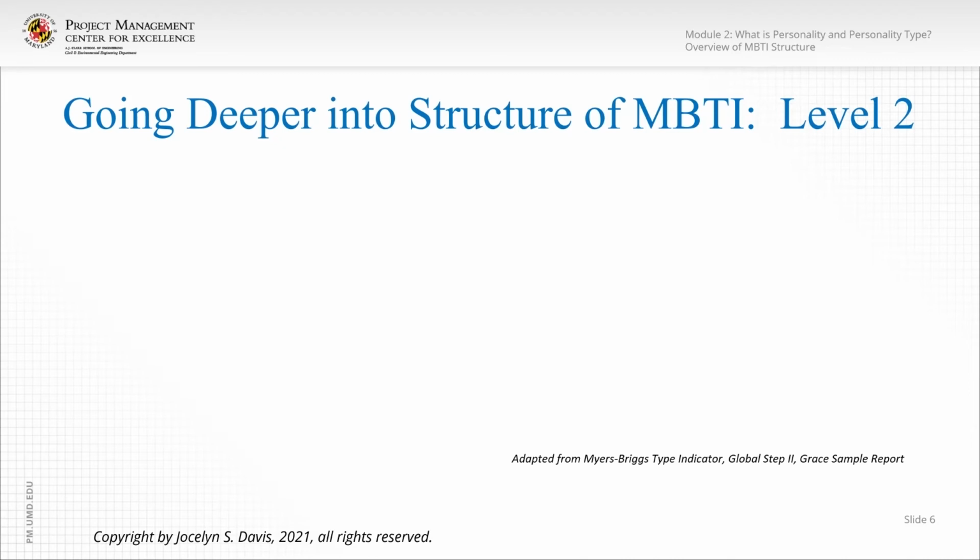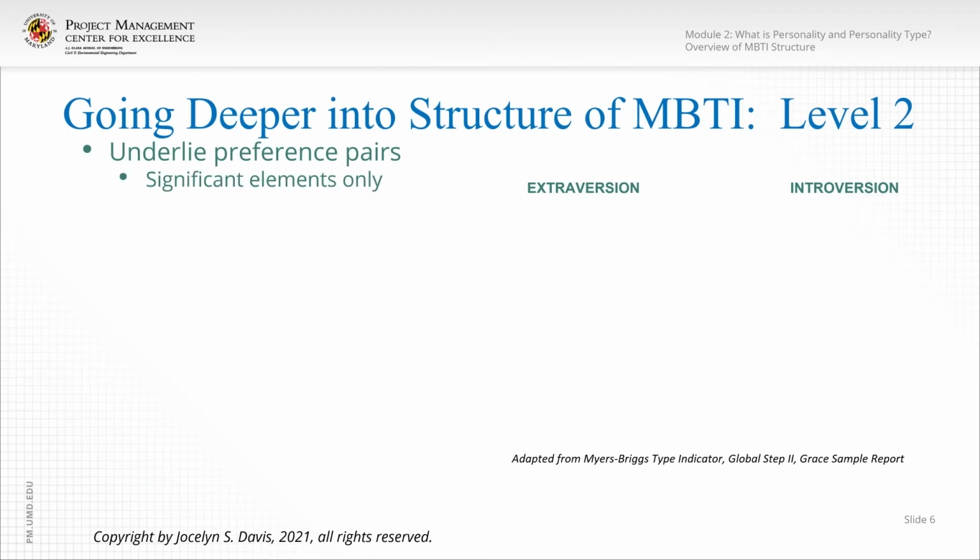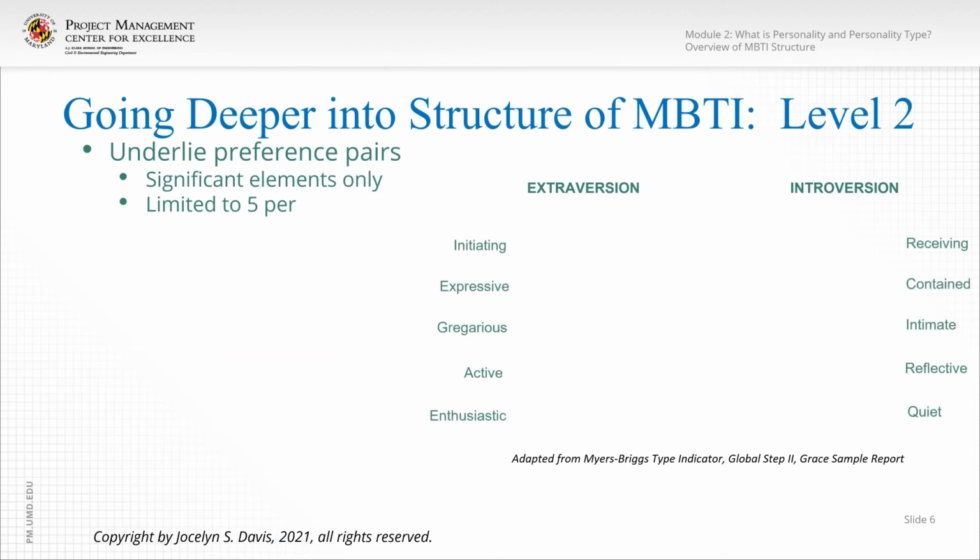Let's go a little bit deeper into the structure of the Myers-Briggs. We're going to go down to what's called level 2. Underlying each preference pair, we're going to use extroversion and introversion as our example, are 5 facets. And they're the significant elements that make up, in this case, either extroversion or introversion. And those facets are on a continuum as well. So it's across a range. So it may be from initiating to receiving, expressive to contained, gregarious to intimate, active to reflective, enthusiastic to quiet.